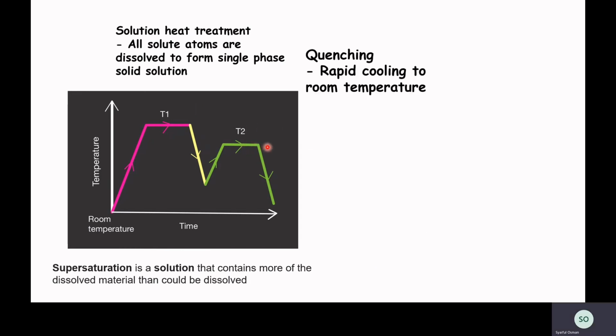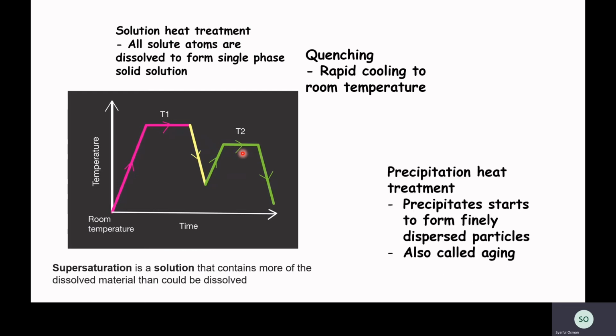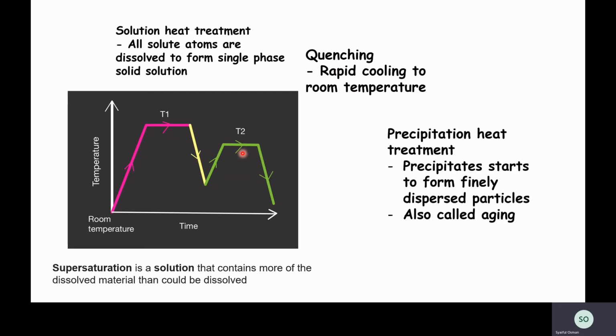And finally, we have precipitation heat treatment, as shown here. This is where the precipitates start to form finely dispersed particles, and this process is also known as aging, and is the last and the most time-consuming step of precipitation hardening.